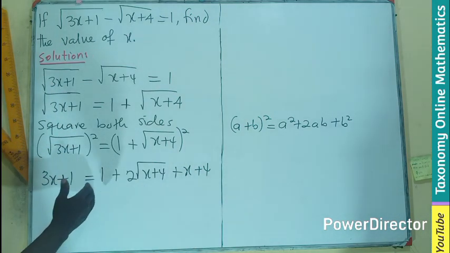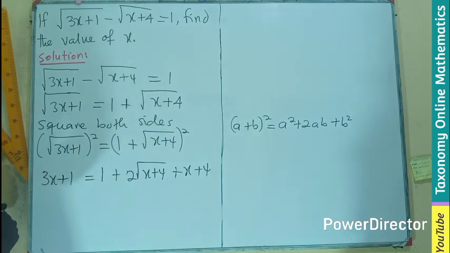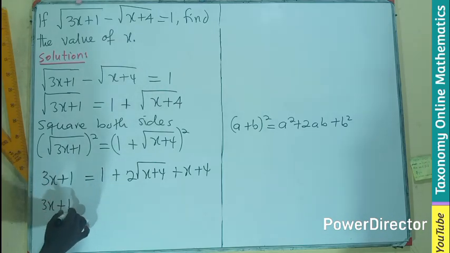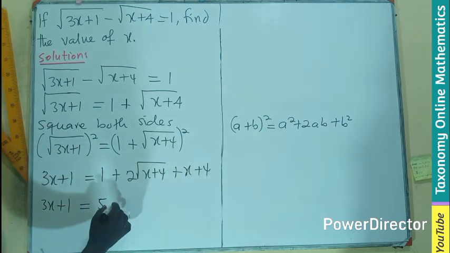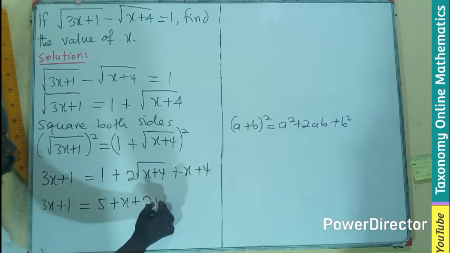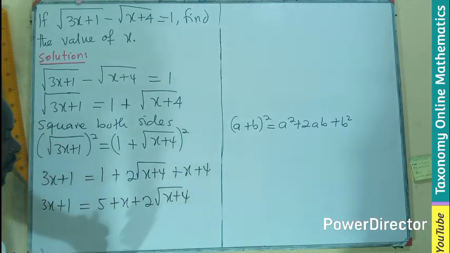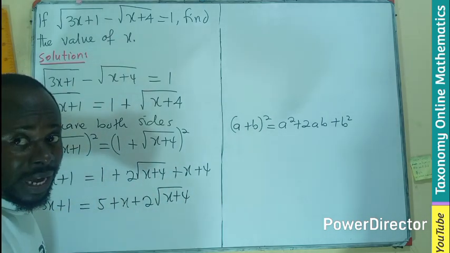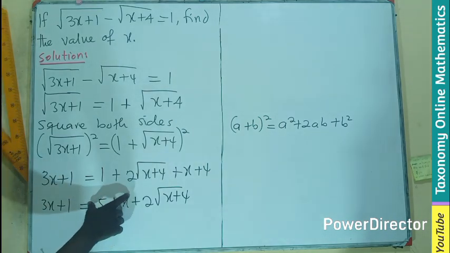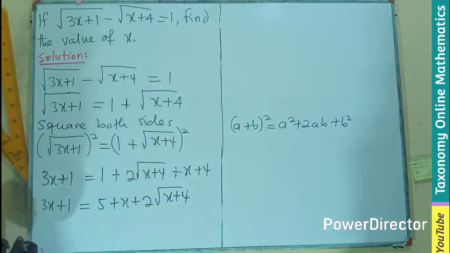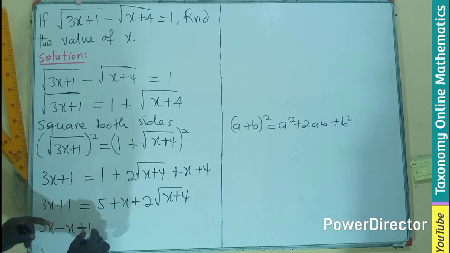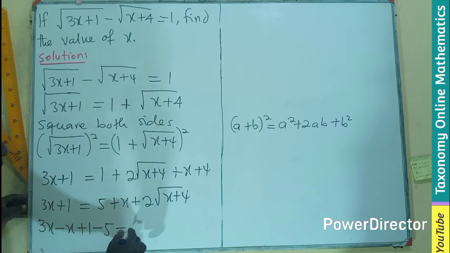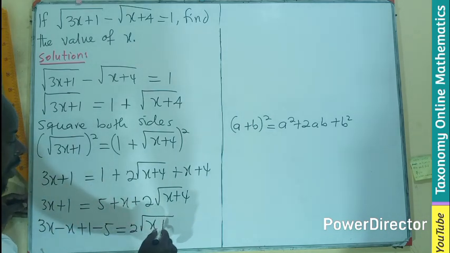All right, let's simplify the right further. We are going to have 3x plus 1 equals 1 plus 4, 5, then plus x plus 2 the root of x plus 4. Remember, we still have the square root at one side. So let's eliminate this loose term here. Bring them all to the left. That means I still have 3x, the x is coming here as negative, plus 1, 5 is coming as minus 5, equals 2 the root of x plus 4.